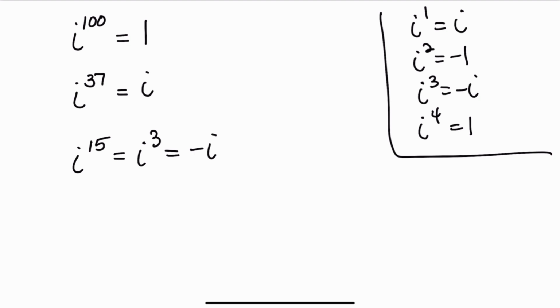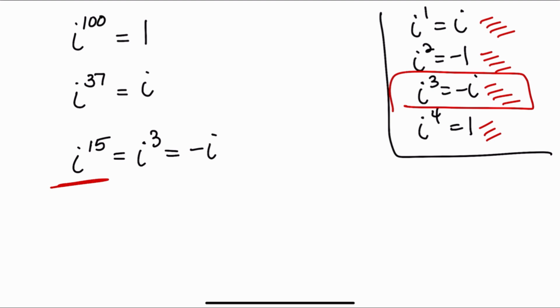Remember that this pattern repeats itself every 4. So could I sit here and count for i to the 15th? Sure. I can go 1, 2, 3, 4, 5, 6, 7, 8, 9, 10, 11, 12, 13, 14, 15, and voila, my answer is negative i. But imagine, you don't want to keep doing that all the way to 100, right? So hopefully this is a better system.